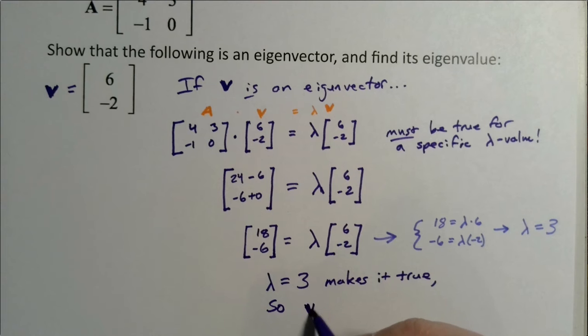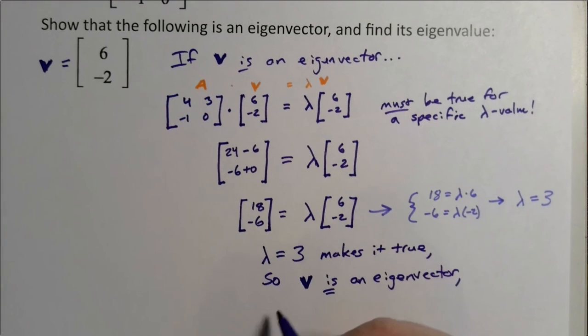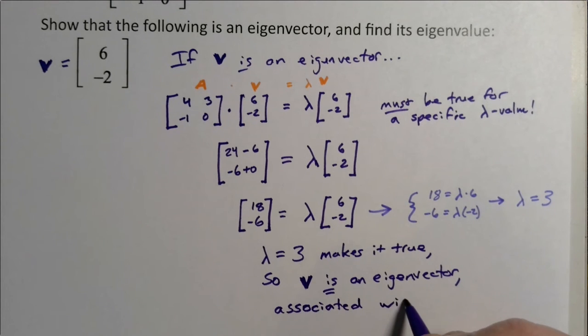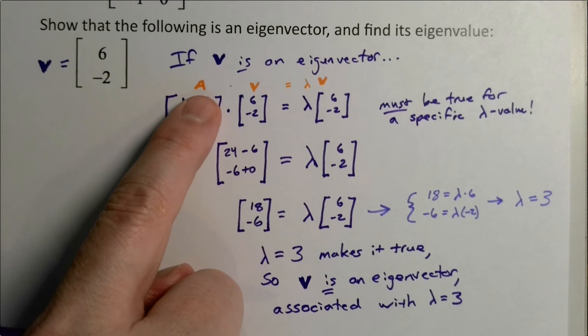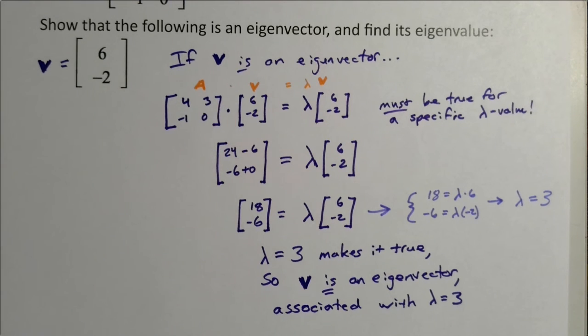So v is an eigenvector, and we can say it's associated with lambda equals 3. So we just proved it, because this equation in orange has to be true if something's an eigenvector.